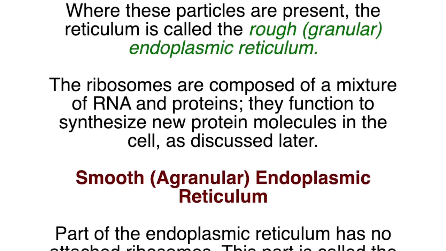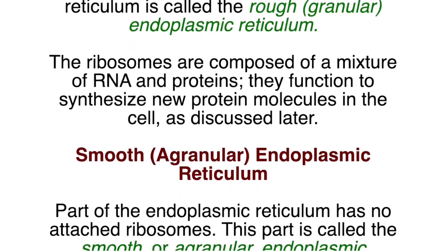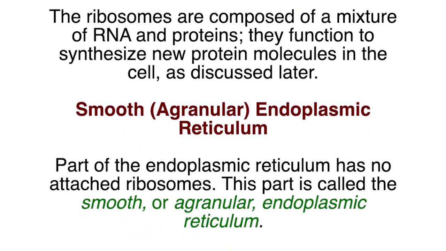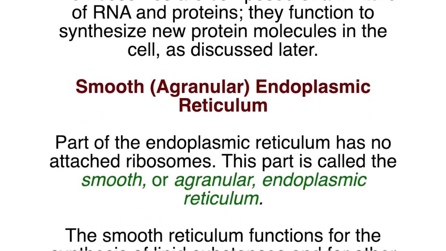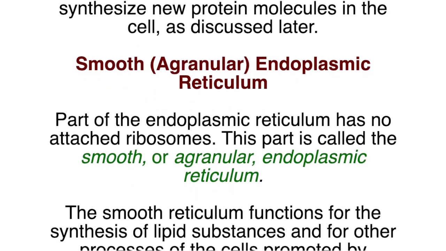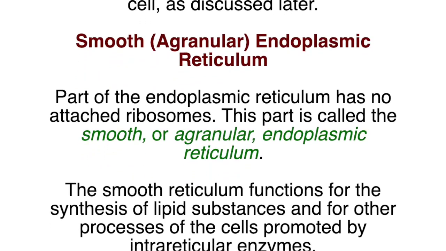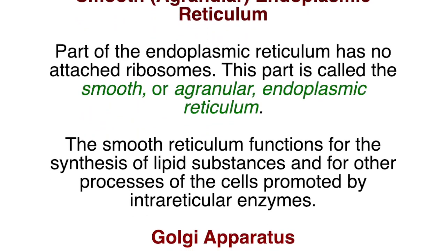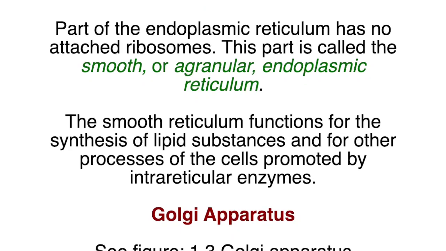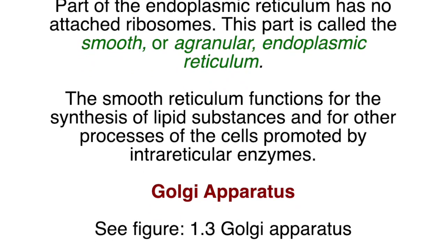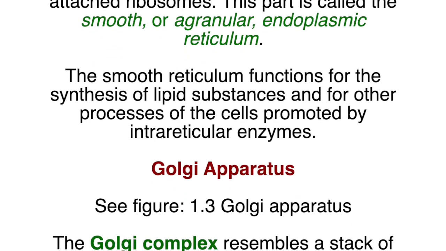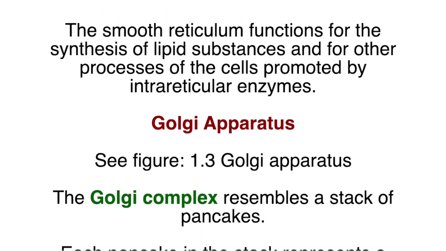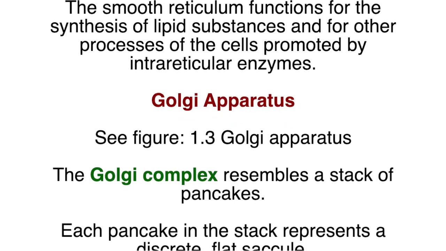Smooth or agranular endoplasmic reticulum. Part of the endoplasmic reticulum has no attached ribosomes. This part is called the smooth or agranular endoplasmic reticulum. The smooth reticulum functions for the synthesis of lipid substances and for other processes of the cells promoted by intra-reticular enzymes. Golgi apparatus. Kindly see the figure 1.3 for details.